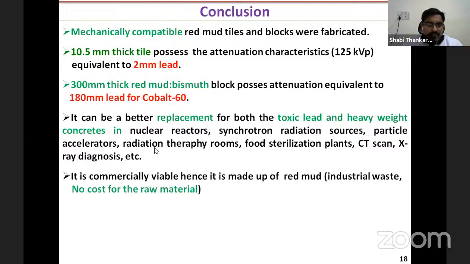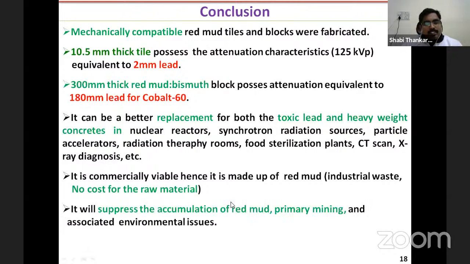as well as heavyweight concrete, and it is cheaper because we are using red mud as one of the raw materials, an industrial waste, at zero cost. It will suppress the accumulation of red mud, and it will also reduce primary mining and other environmental issues as well. It is also highly stable.